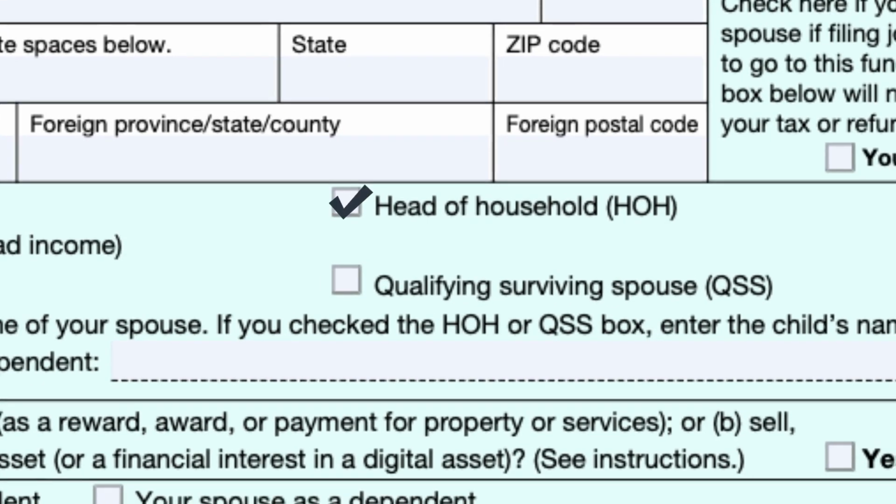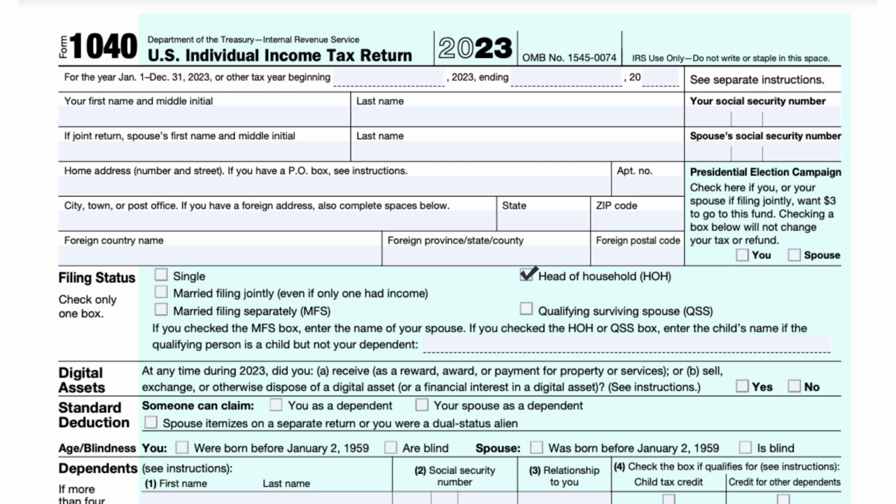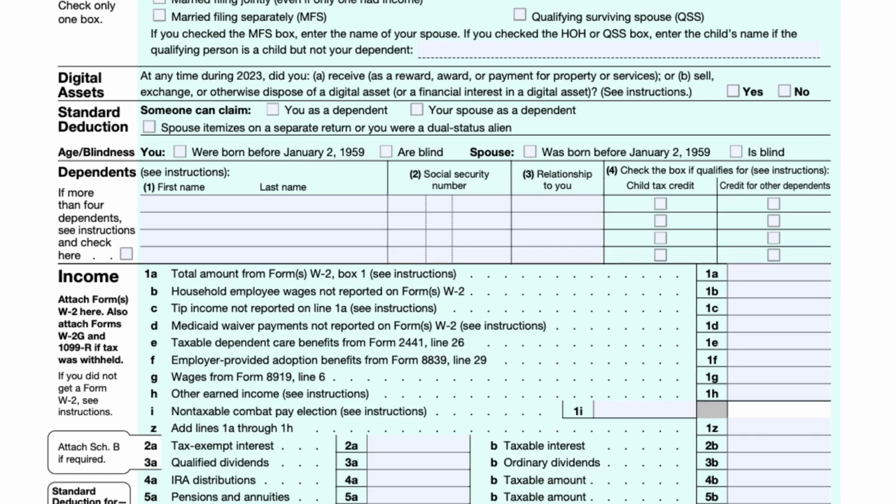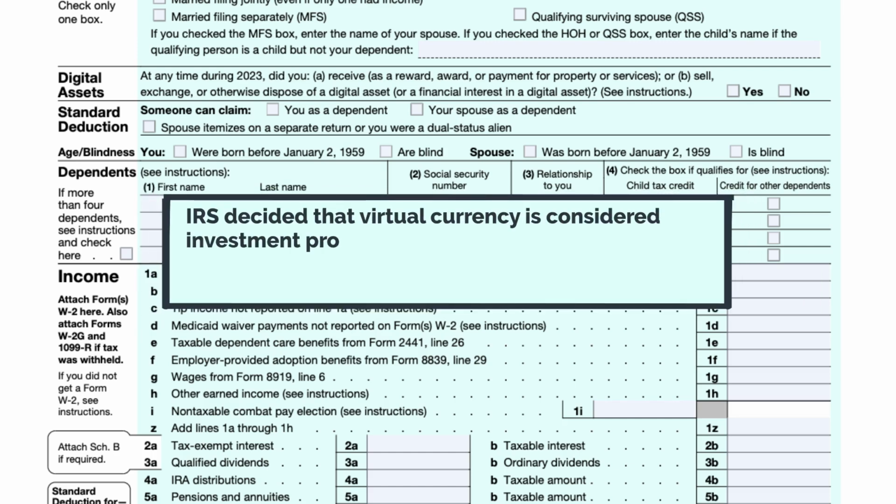The next parts are just entering her name, putting in her first, last name, and home address. After filling in her information, we get up to a question asking, at any time during 2023, did you A, receive as a reward, award, or payment for property or services, or B, sell, exchange, gift, or otherwise dispose of a digital asset, or a financial interest in a digital asset? This is a newer question.